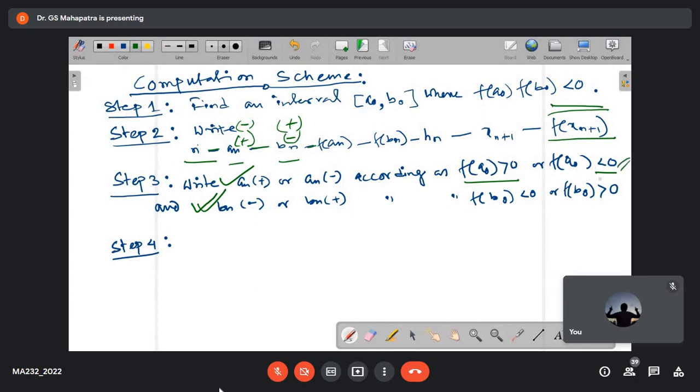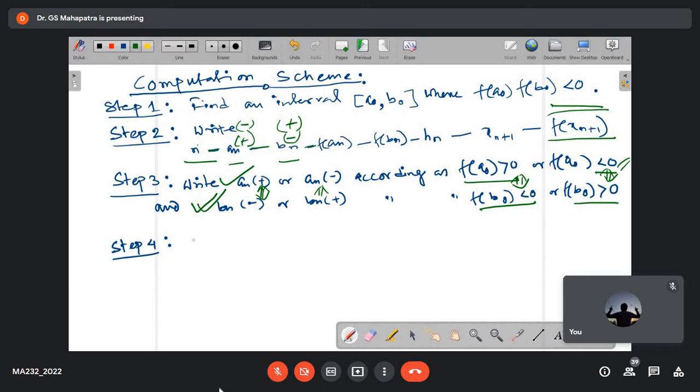So this is the first case. Second case, bn, just reverse, just check it. So bn minus or bn plus according to f of b naught less than 0 or f of b naught greater than 0. We just see the sign or the restriction. Fine. Now step 4 I have not written, now I will write step 4. Step 4 is the main iteration once again, and then step 5 to continue, to obtain our desired result.